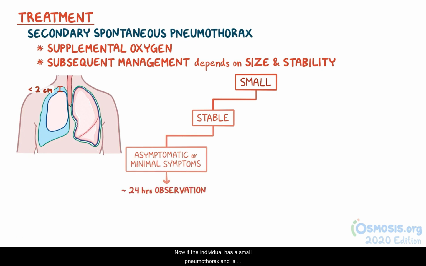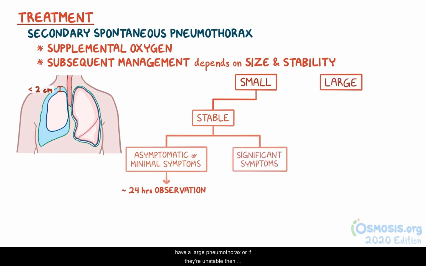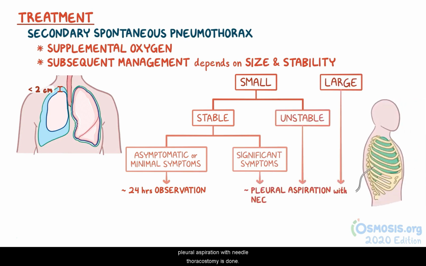Now, if the individual has a small pneumothorax and is stable, but presents with significant symptoms, if they have a large pneumothorax, or if they're unstable, then pleural aspiration with needle thoracoscopy is done.